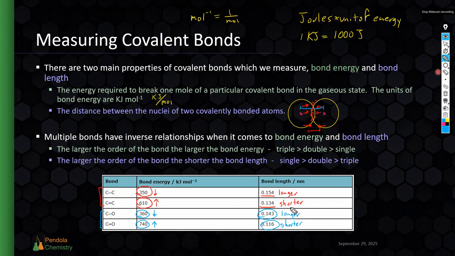Now, what I wouldn't do, and this is something you should not ever do, is compare the carbon-carbon double bond to the carbon-oxygen single bond. You should never compare something like that, because the radius of these atoms is going to play a part in both the bond energy and the bond length. So you can just compare the single, double, and triple bonds of the same atoms. They do have to be between the same two atoms that we're comparing. So that is something to keep in mind.